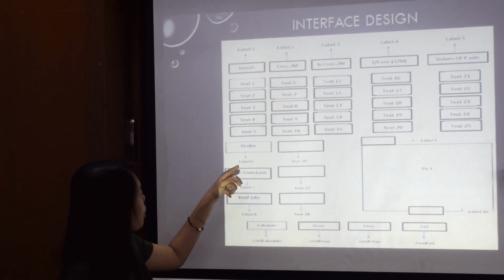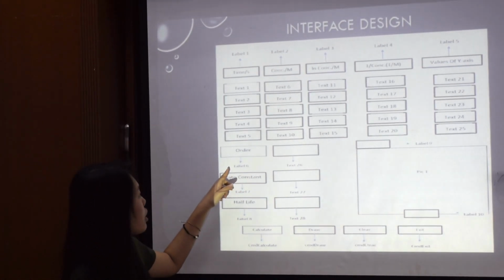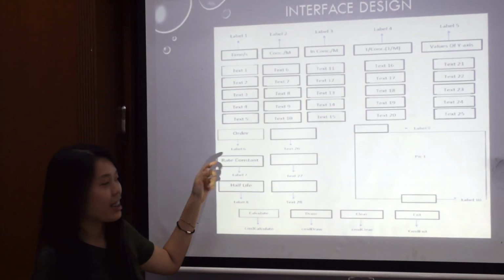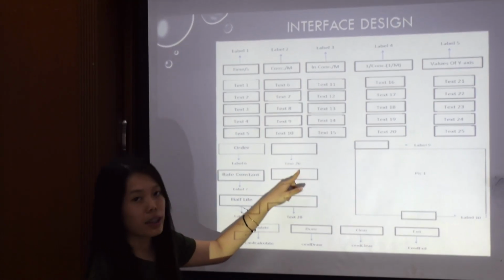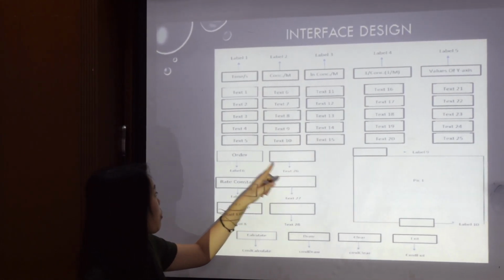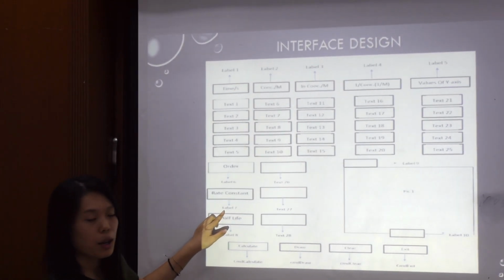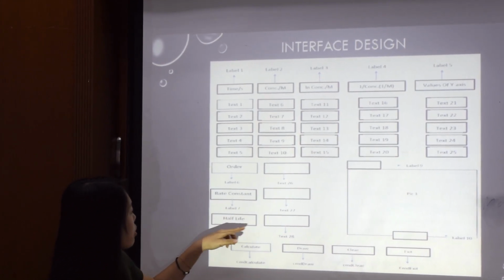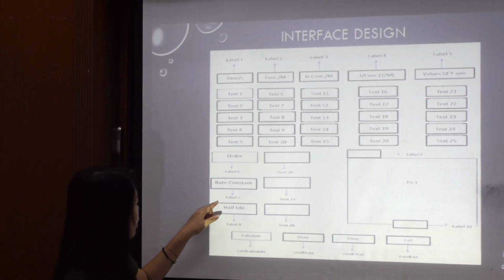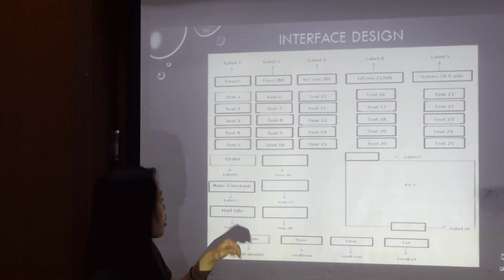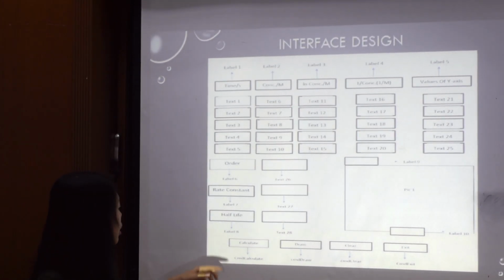The name of level 6 is LVL order, and the caption is order. And text box 26 is the text box for order. Level 7 is LVL red constant. The caption is red constant, and text box 27 is the text box of red constant.